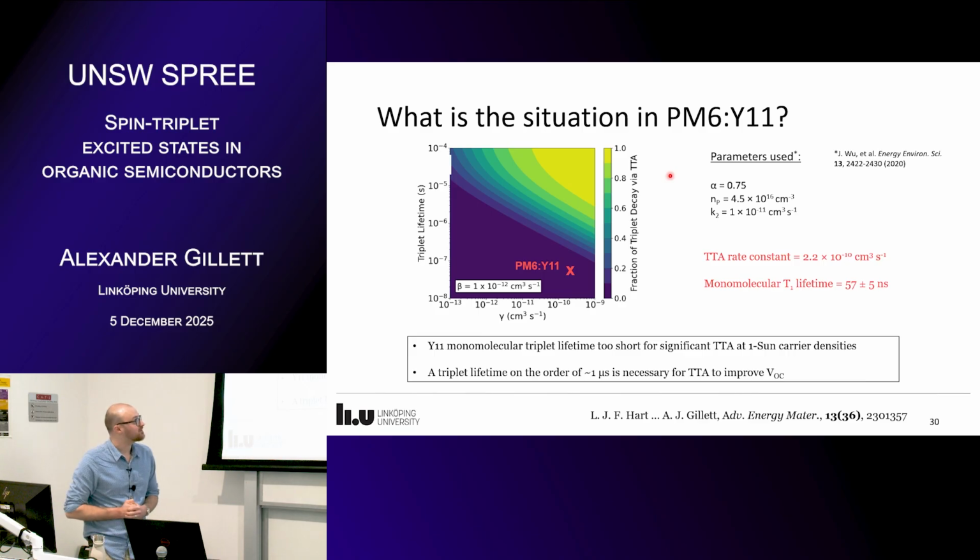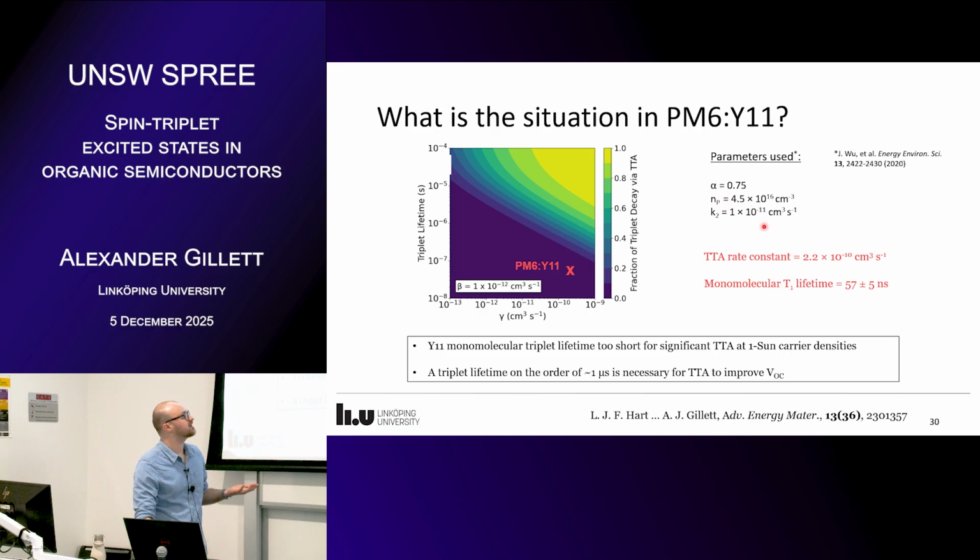So what is happening in our PM6Y11 blend? It's somewhat disappointing. We ran through all the rate equations, or Lucy did, I should say. We used some sensible parameters from charge recombination, such as spin statistics, sensible values for the polaron density at one sun illumination, and bimolecular recombination rate constants taken from this paper, I think from James Durrant's group.